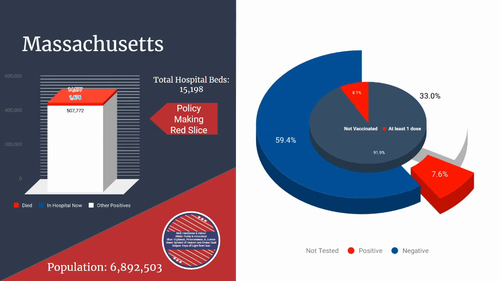Massachusetts, they vaccinated 8.1% of the population. They've had a 59.4% negative test. Their positive tests are at 7.6%. They've had over 14,000 people die. 1,600 are hospitalized right now, and over 15,000 beds.